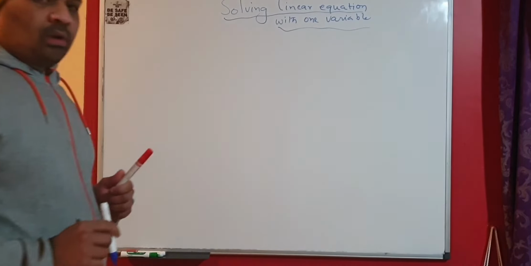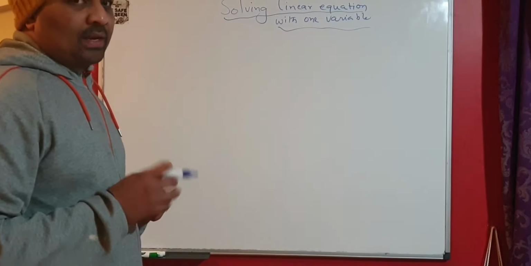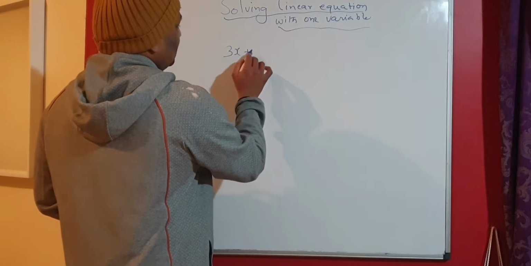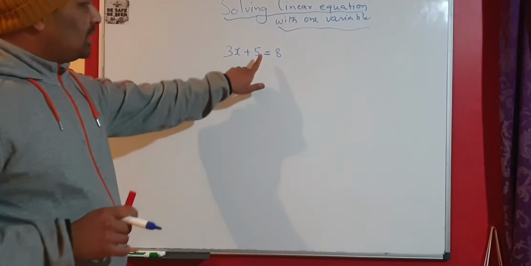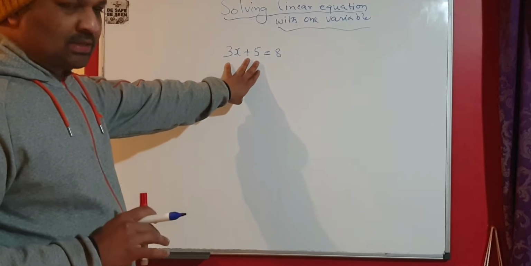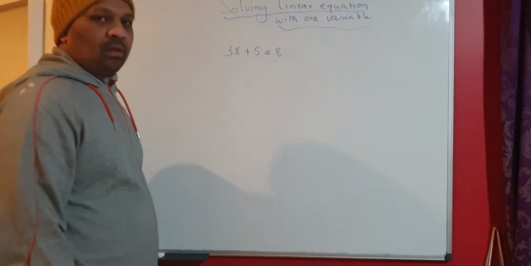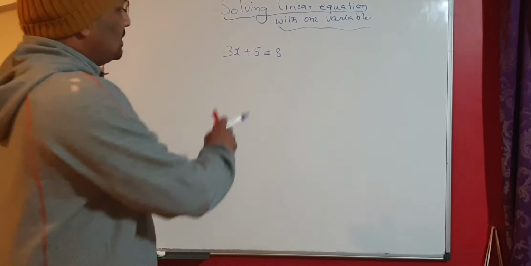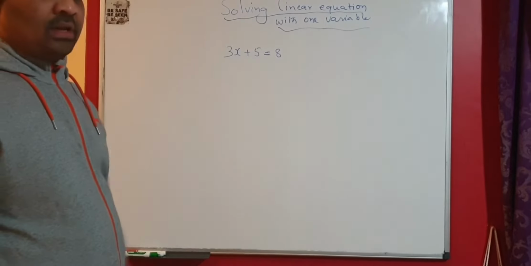So how do we solve? First of all, what is an equation? An equation is something that has an equal to symbol. For example, I take 3x plus 5 is equal to 8. See here, there is an equal to symbol. On the left side, there is an expression that has an unknown variable, that is x. On the right side, we have a constant 8, and this expression is equated to some value. That is why we put an equal to symbol.